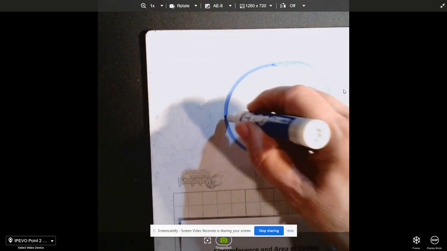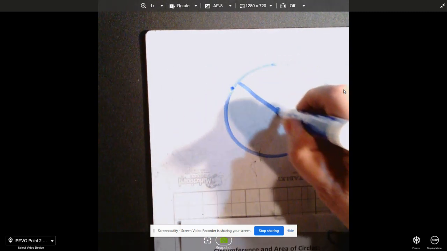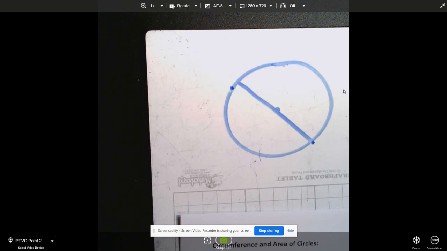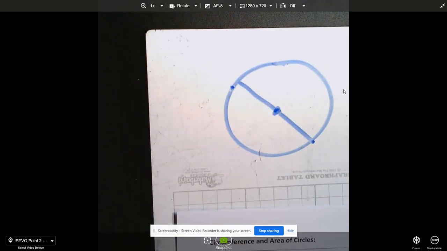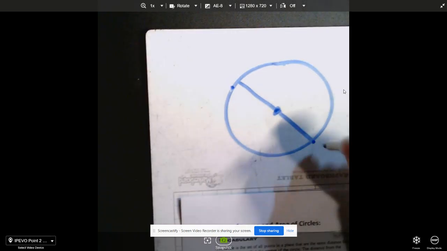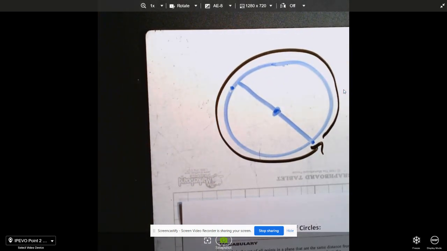But if I have a circle and I start at one side and this is the center of my circle, if I go through the center of my circle to the other side, then that would be my diameter. So remember, a diameter always has to go through the center of the circle. The circumference of the circle is the length all the way around this circle. So remember, circumference is actually a length.